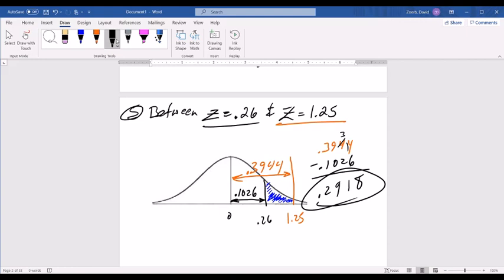Again, don't try and get hung up on looking for a pattern of when you're supposed to subtract and looking at what the z-scores are. Just go with the picture and look at the picture as in, you know, this little bit of 1026, this big bit, there's some overlapping happening and some missing part. That means you're going to be doing subtraction.